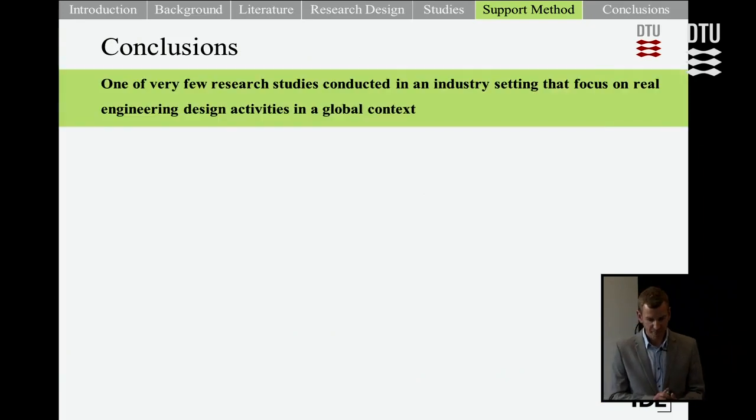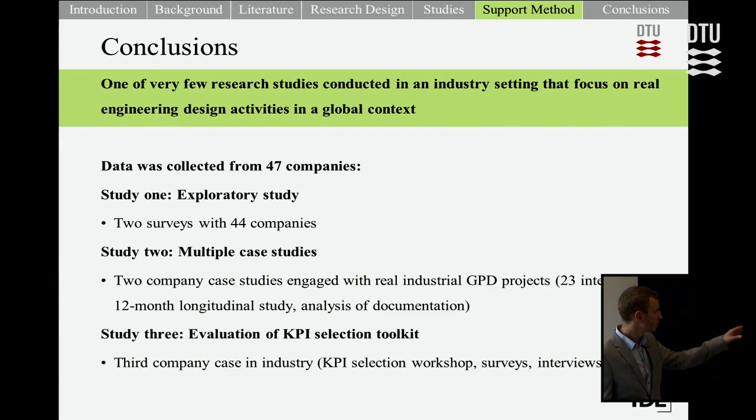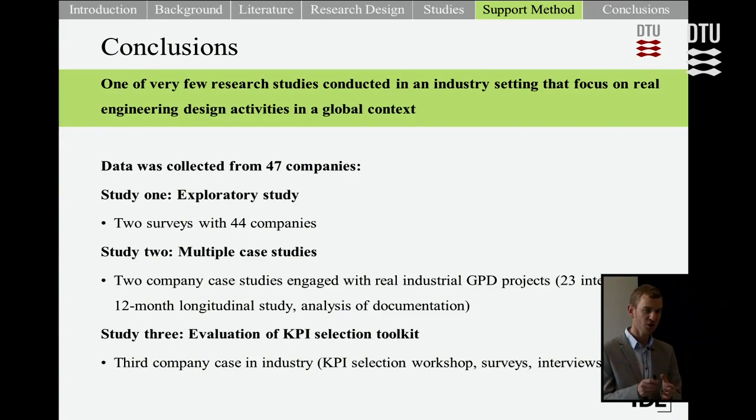So in conclusion, we see that our study is one of very few research studies that's conducted in this industry setting that focus on real engineering design activities in a global context. Data was collected from a total of 47 companies through the following 3 studies. So study 1 focused on 2 surveys with 44 Danish companies.